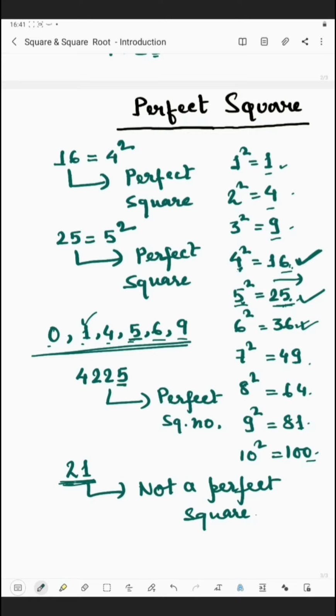Okay, now let me take one more example, say 62. Now 62 also is not a square of any number, and 62 comes in between 49 and 64. We can see here that 7 square means 49 and 8 square means 64. So 49 and 64 are perfect square numbers, and in between 7 and 8 no number is present. So that means after 49, 64 is the next perfect square number. So 62 cannot be a perfect square number. So we'll write this is not a perfect square number.